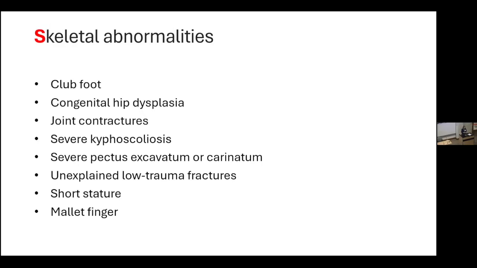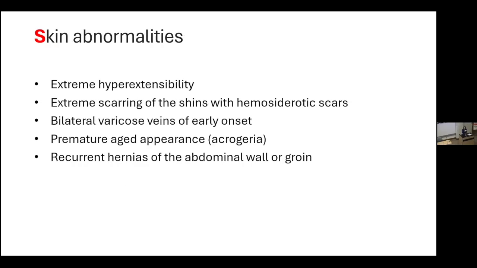The skeletal abnormalities that should raise red flags in your mind: clubfoot, congenital hip dysplasia, joint contractures, severe kyphoscoliosis, severe pectus carinatum or excavatum, unexplained low trauma fractures, short stature, or mallet finger. Any of these would be more suspicious for a type of Ehlers-Danlos syndrome other than the hypermobile type or hypermobility spectrum disorders.